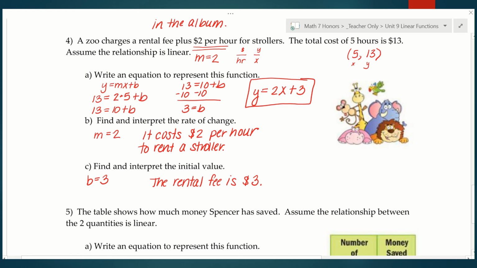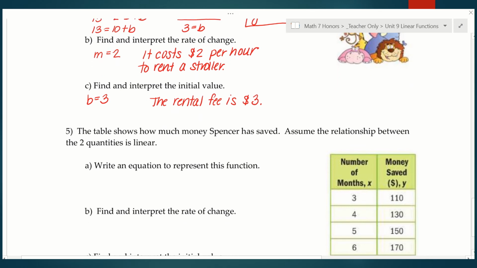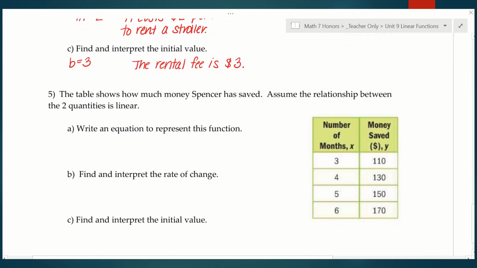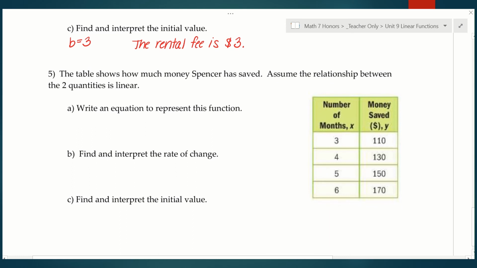All right, awesome job. We have one more. And in this one, we have a table for our information. So let's see. The table shows how much money Spencer has saved. Assume the relationship between the two quantities is linear. So again, they have to tell us that because otherwise we're not able to write the equation of a line. And so we have to get all of our information from the table now.